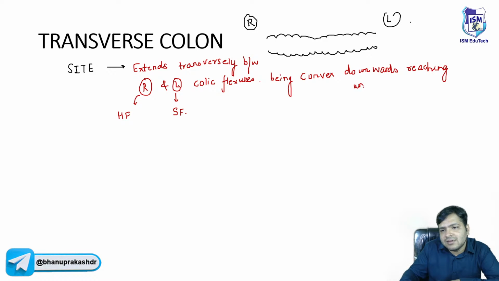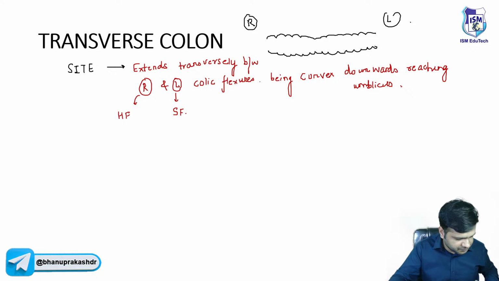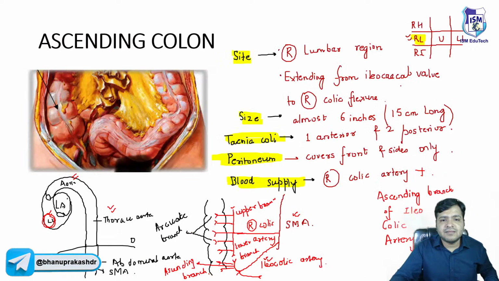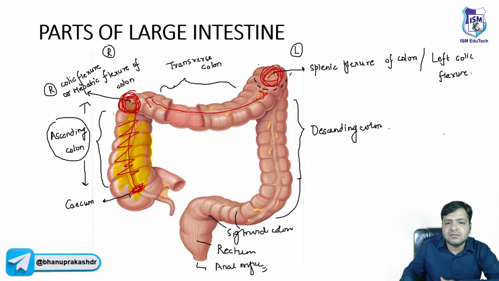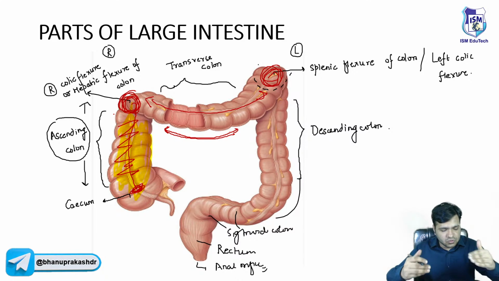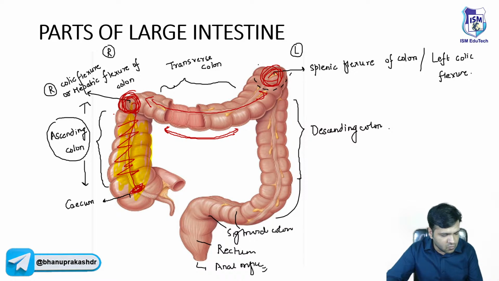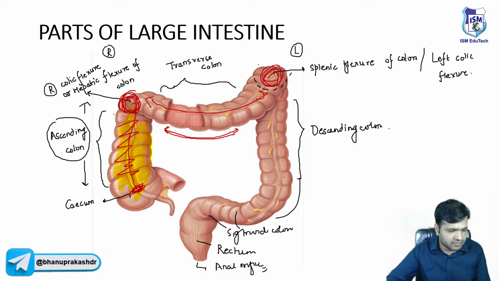So you can very well see in the picture as well, beta, that this is convex. This area, beta, is coming down to the umbilical region also, right?